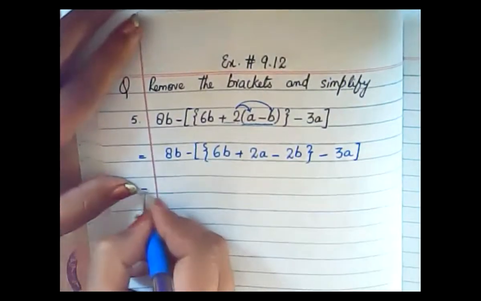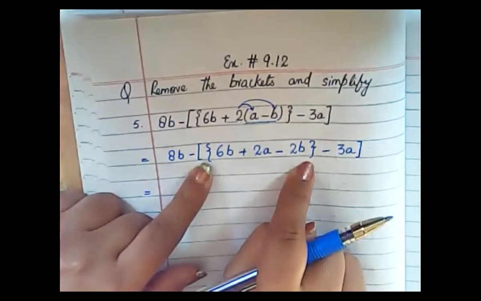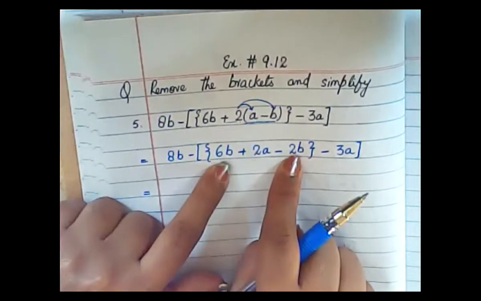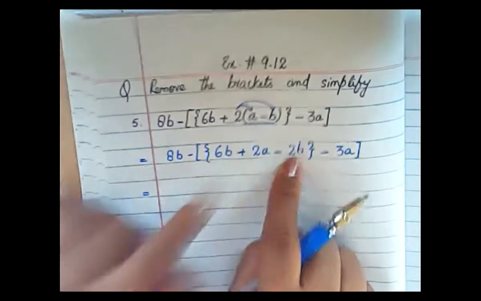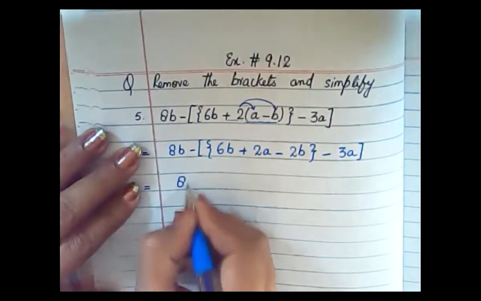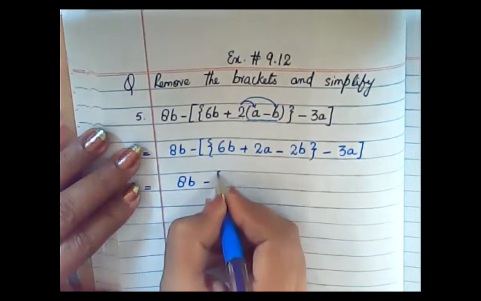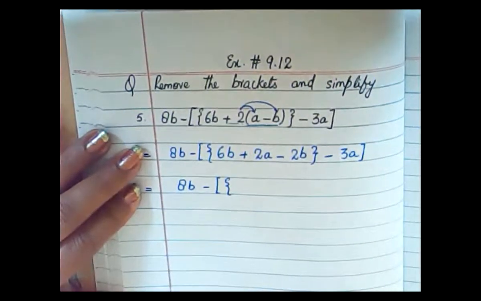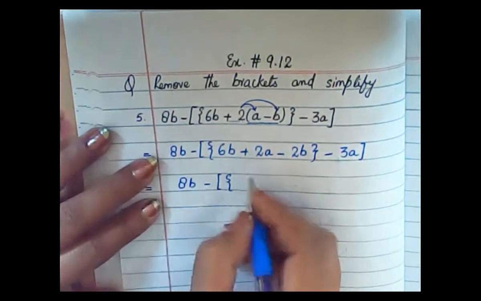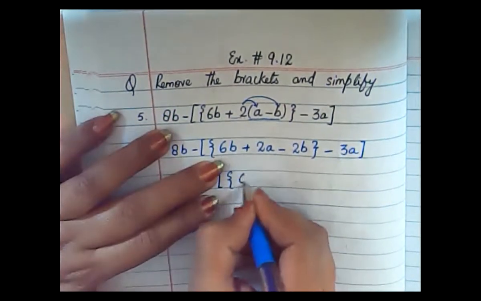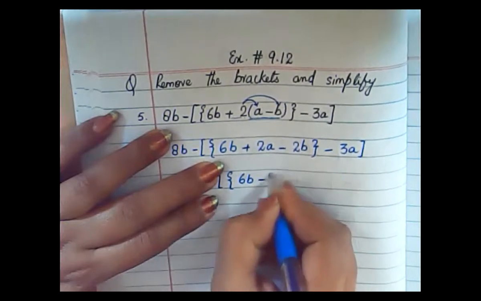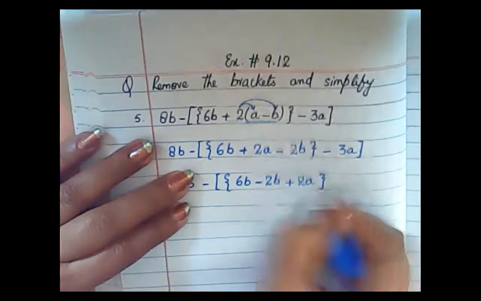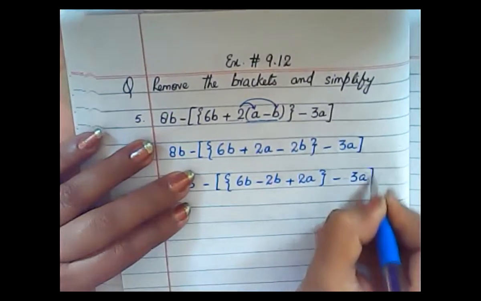Now look at here. Inside this curly bracket, you have like terms, this 6b and minus 2b. So you will arrange these like terms together. How? You will write it here, 8b minus square bracket, curly bracket, 6b, then minus 2b, then plus 2a, curly bracket close, minus 3a, and then square bracket.